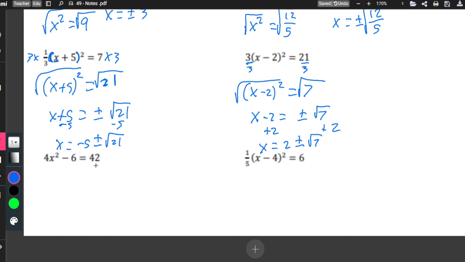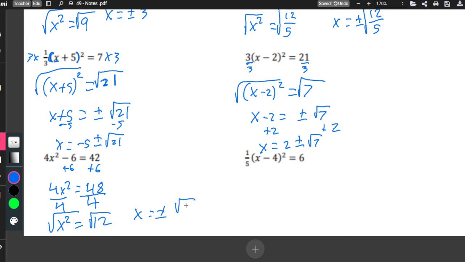And just for review, first thing, we're going to add 6 to both sides. Get 4x squared equals 48. Divide both sides by 4. x squared equals 12. Square root. We'll have x equals plus or minus square root of 12.